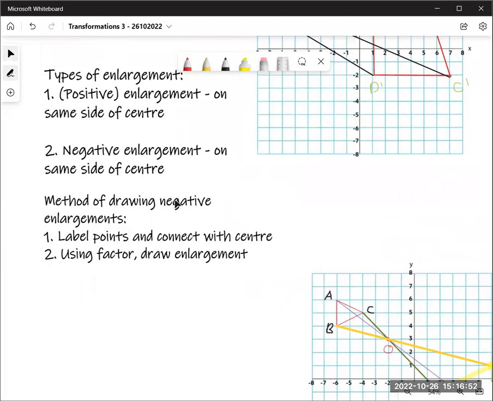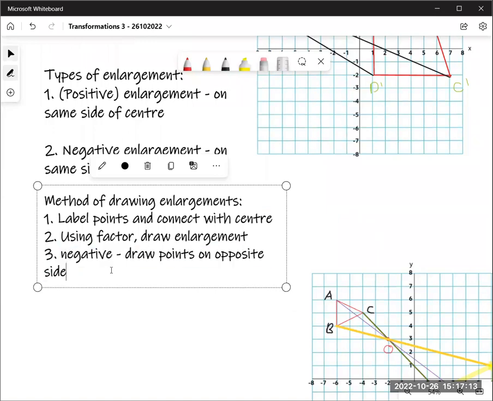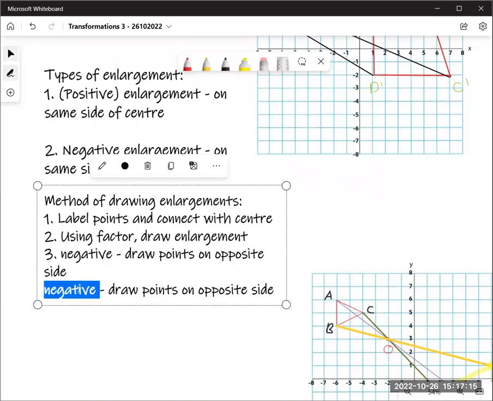The method is exactly the same, drawing enlargements, but the third point is on the opposite side, or draw points on opposite sides. And let's write this, tell me when you're done.